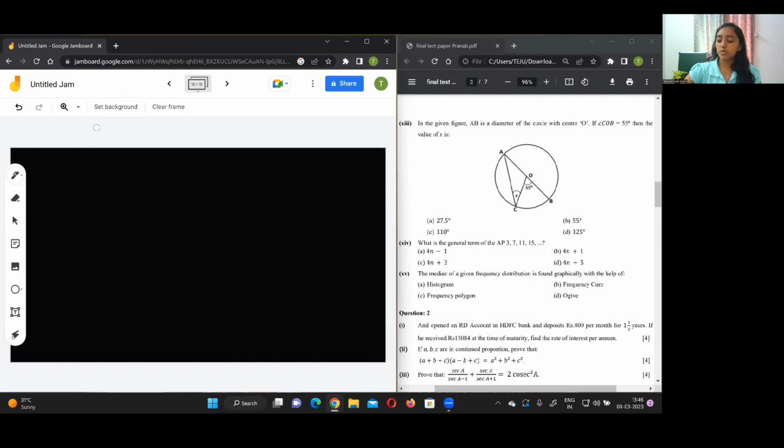The median of a given frequency distribution, this is a very direct question. I hope all of you know this. The median of a given frequency distribution is found graphically with the help of what? All of you must have learned this in your 10th grade because you have done this time and again. The answer is ogive. When you are drawing your ogive, you are asked many times to find the median of the frequency distribution. So ogive is the right answer, which is option D.